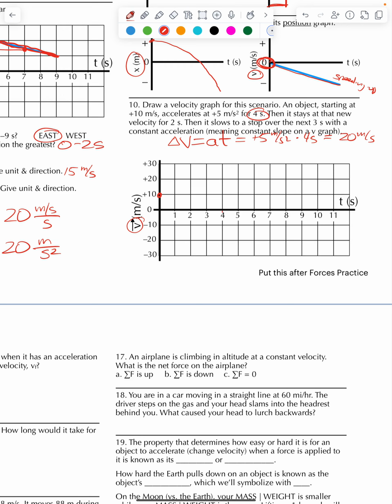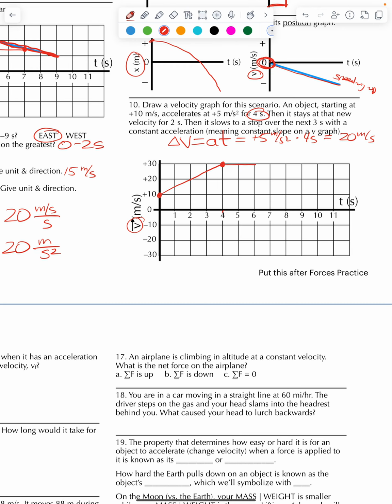So here's 4 seconds right there, right? But we're changing our velocity by positive 20. So if we started at positive 10 meters per second, after 4 seconds, we're going to be at 30 meters per second. So if we're assuming it's a constant acceleration, it's going to look like that. Then finishing the problem, it says that it stays at that new velocity for 2 seconds. So it stays at 30 meters per second for 2 seconds.